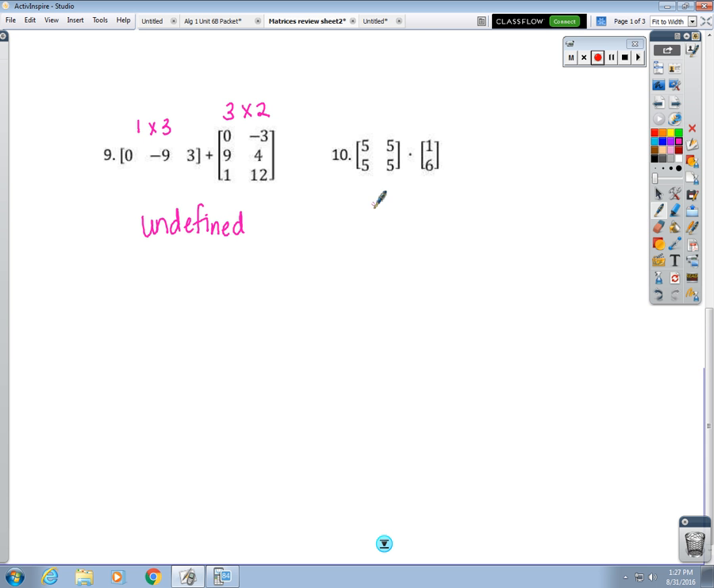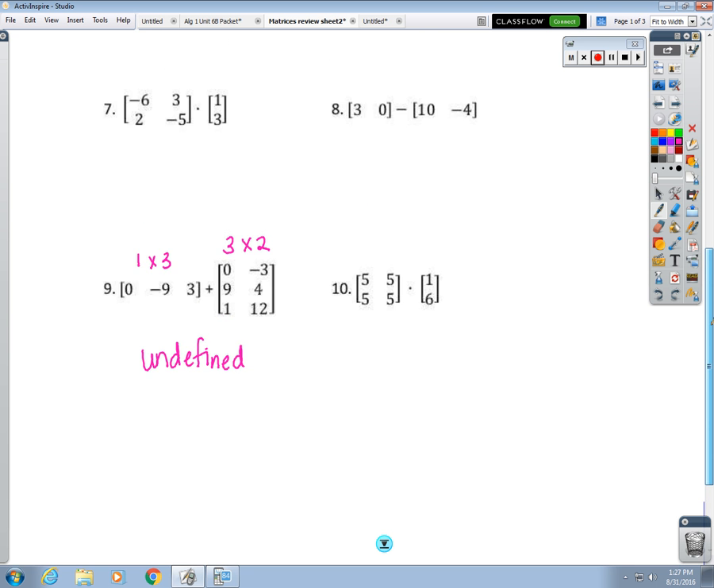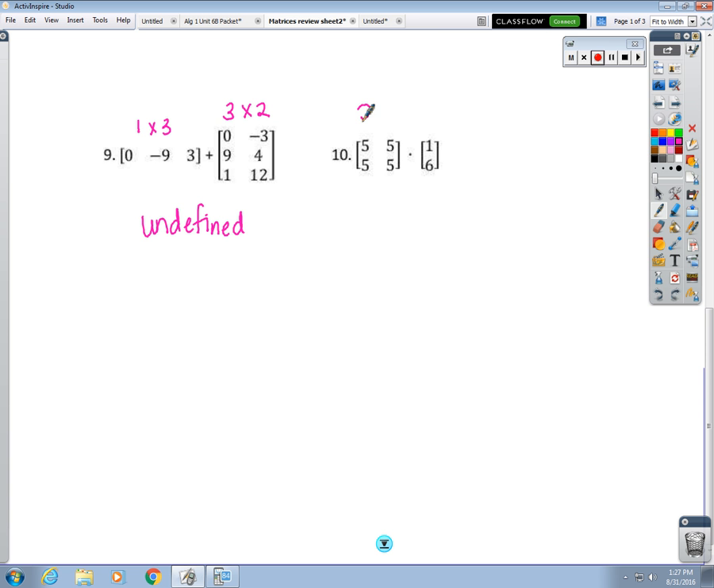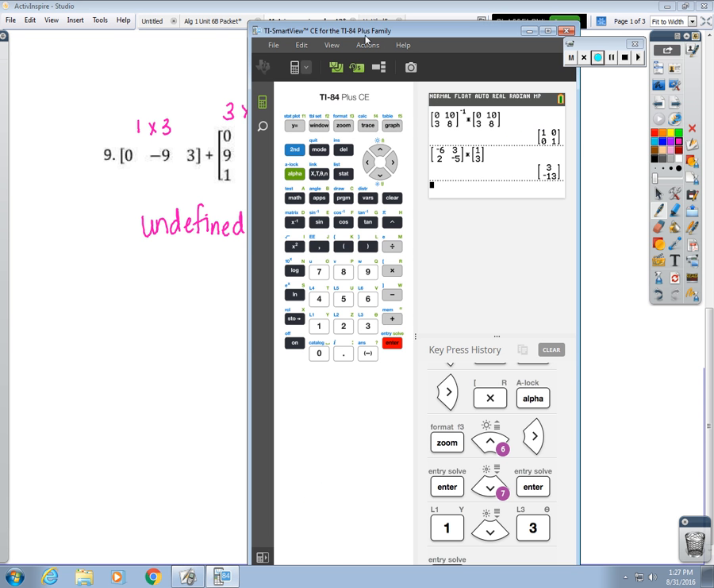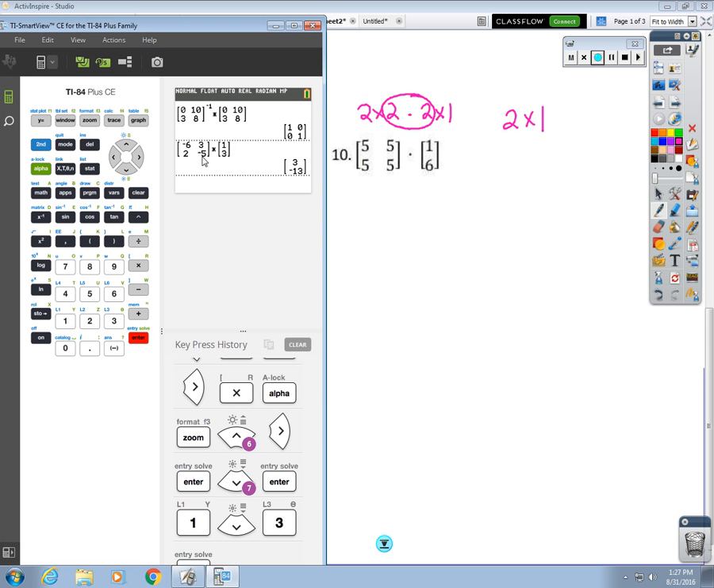Okay, number 10 is just like the problem we just did, number 7. It's a 2 by 2 times a 2 by 1. So yes, we can multiply because the insides match up, and our answer is going to be a 2 by 1.